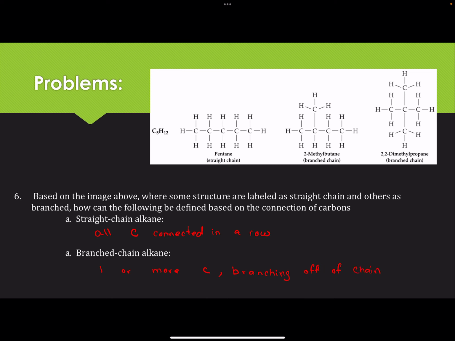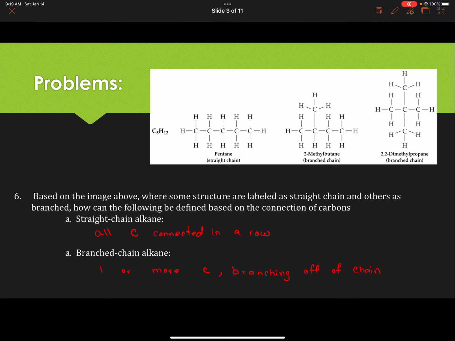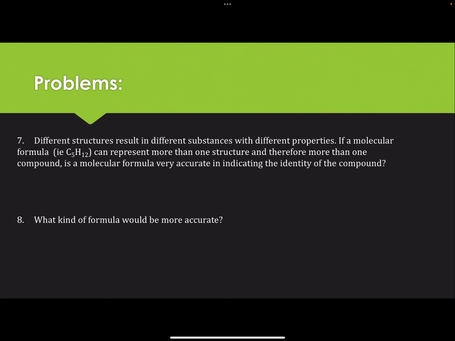Now, to call a structure straight is misleading because these are 3-dimensional structures. Remember, each carbon actually gets that tetrahedral arrangement. So it's not really straight across. We're actually going to have more of a zigzag to our structure. But the point is that the carbons are connected in a row in the straight chain, and we've got carbons branching off in our branch chains. So different structures are going to result in different substances with different properties.